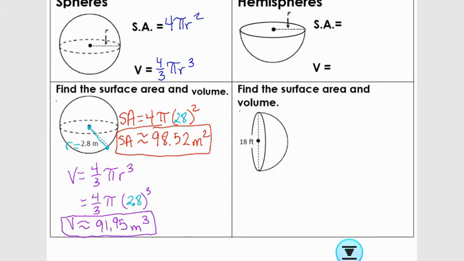Okay, so let's try hemispheres. Hemispheres are not on your formula card, but since spheres are, and hemispheres are just half of a sphere, remember hemi means half, okay? So then we're just going to be able to use those sphere formulas to figure out the volume and surface area of a hemisphere. Now, if I started by just doing half of a sphere, that would give me 2 pi r squared, okay? So half of a sphere would give me 2 pi r squared.